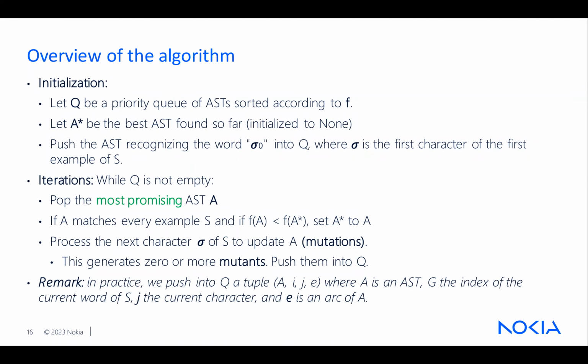Maxime, maybe you could give a simple example where you have a simple positive example ABC and you explain iteration by iteration what you have.